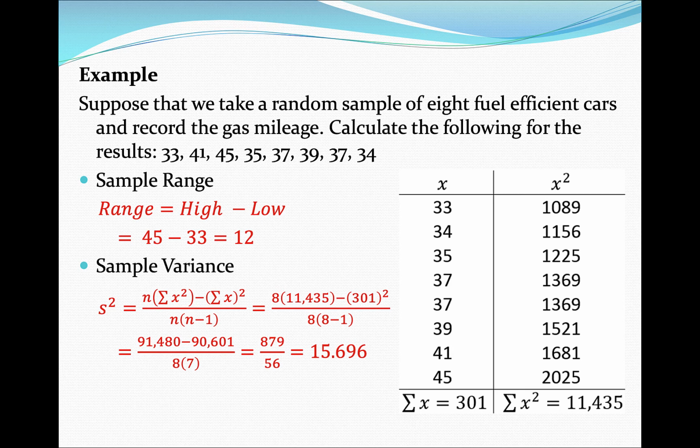If you take 8 times 11,435, you'll get 91,480. 301 squared is 90,601. That's over 8 times 7. Subtract, you get 879. 8 times 7 is 56, so that's 879 over 56. That gives us a sample variance in this case of 15.696.